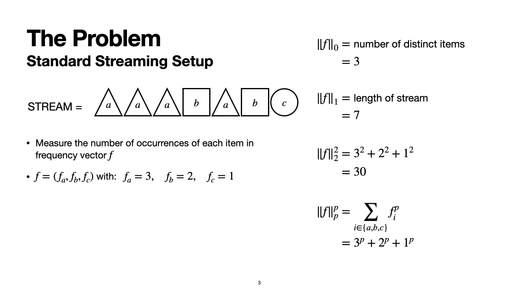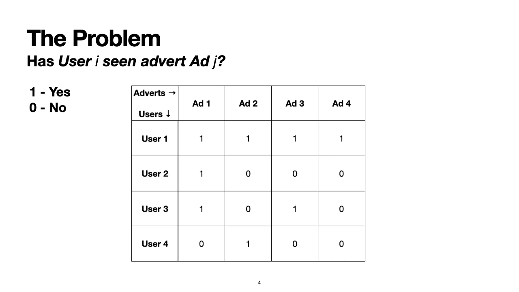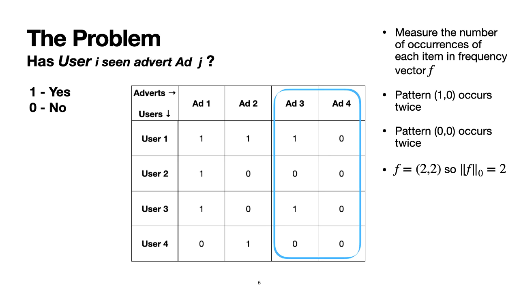We will be interested in similar functions, but over different inputs. The inputs we are interested in are binary tables such as the following on the slide. For example, has user i seen advert j? And we can characterize this over many users and many adverts. But now suppose we are only interested in adverts 3 and 4. Then user 1 has viewed advert 3 and advert 4, likewise the same for user 3, but user 2 and user 4 have seen neither. This encodes the frequency vector (2, 2), and the F0 on this frequency vector is 2.